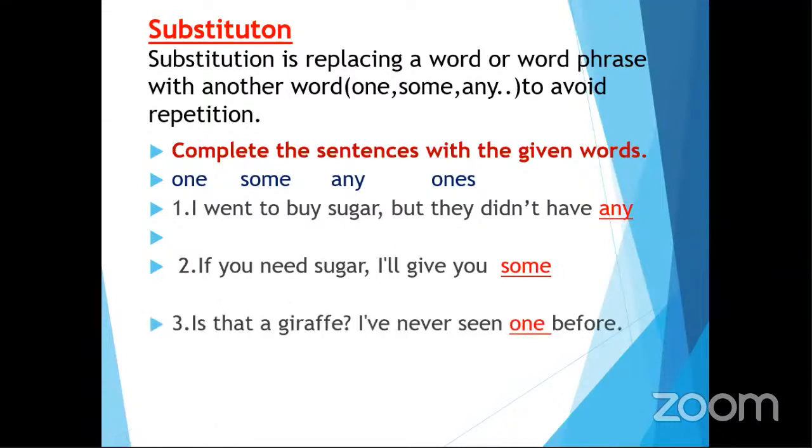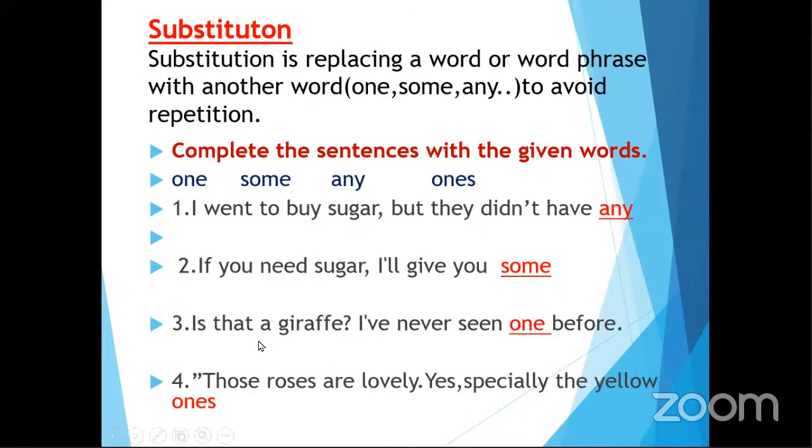Third one. Is that a giraffe? I have never seen one before. One means not the number you learn, but it refers to the giraffe. Okay, last one. Those roses are lovely. Yes, especially the yellow ones. What does it mean? Yellow ones. Ones means roses. Substitution.